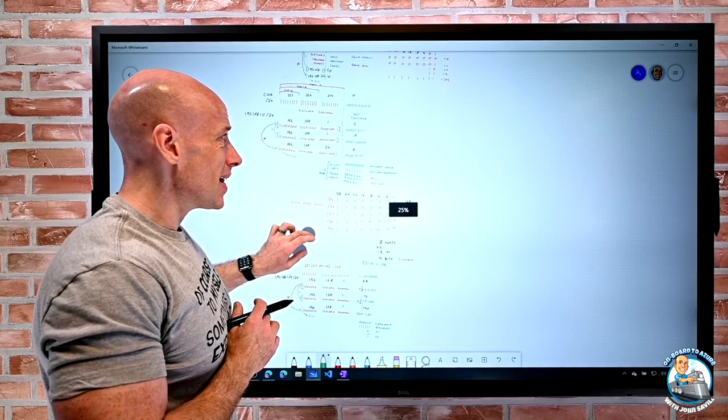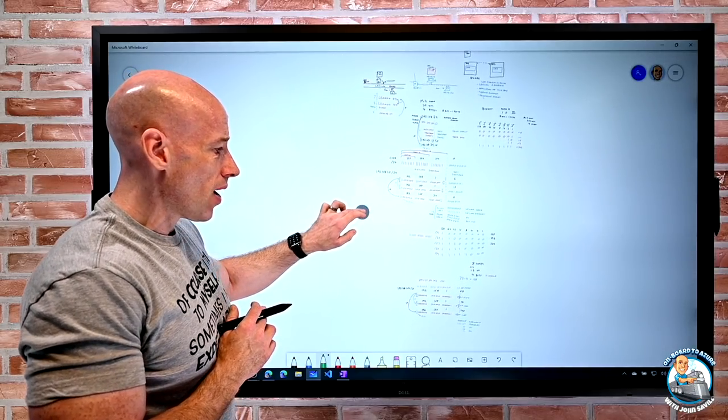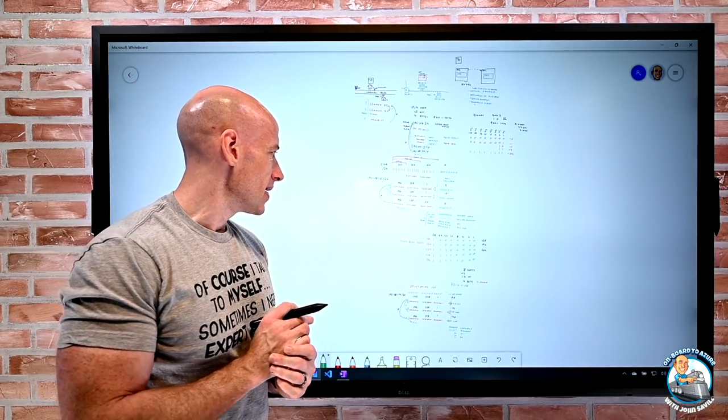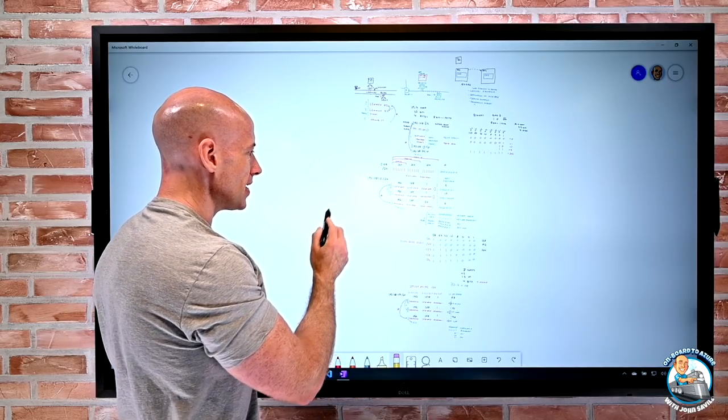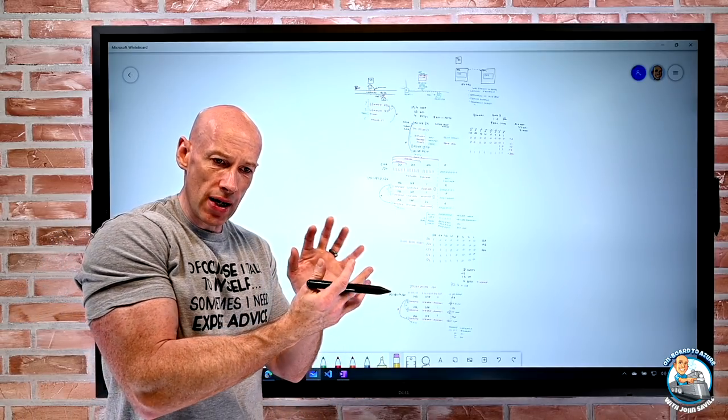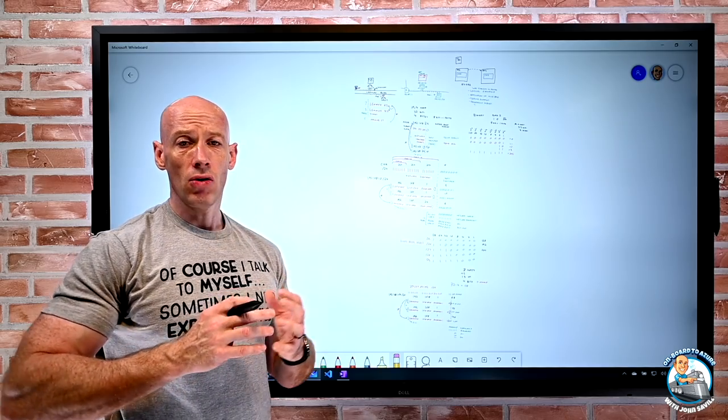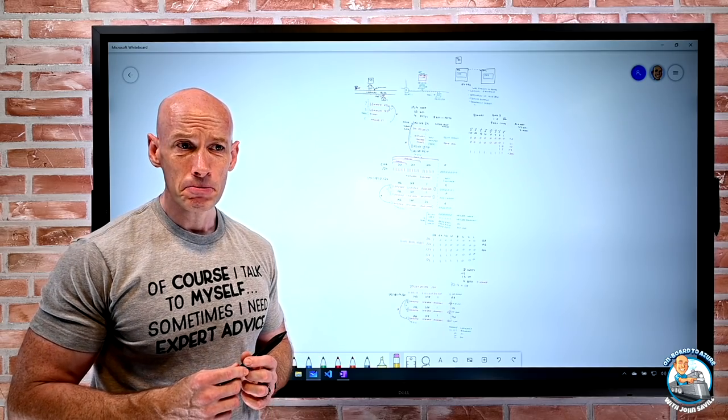And that's it. So that's a summary of why we do it and what subnetting is. Again, we don't want to waste IP space, so we create the subnets based on the actual usage we have.